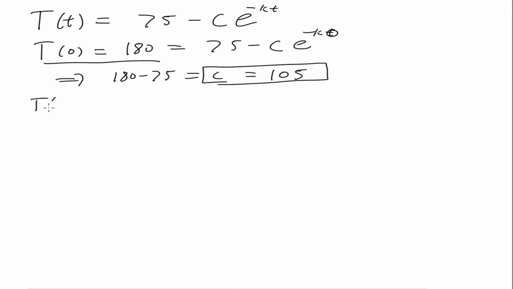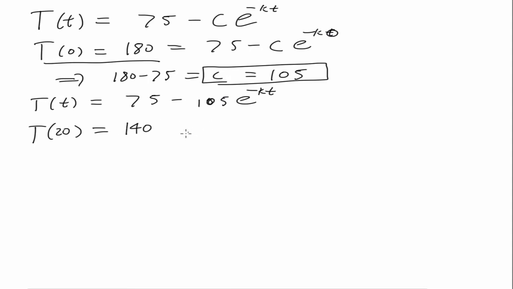Right, so now we know that we have T of t is equal to 75 minus 105 e to the negative kt. We still have that unknown k parameter, but remember we have that other fact. We know that at 20 minutes our temperature is going to be 140 degrees. That's what we said. So let's write that down. 75 minus 105 times e to the negative k times 20. All right, so now, of course, we solve for k.